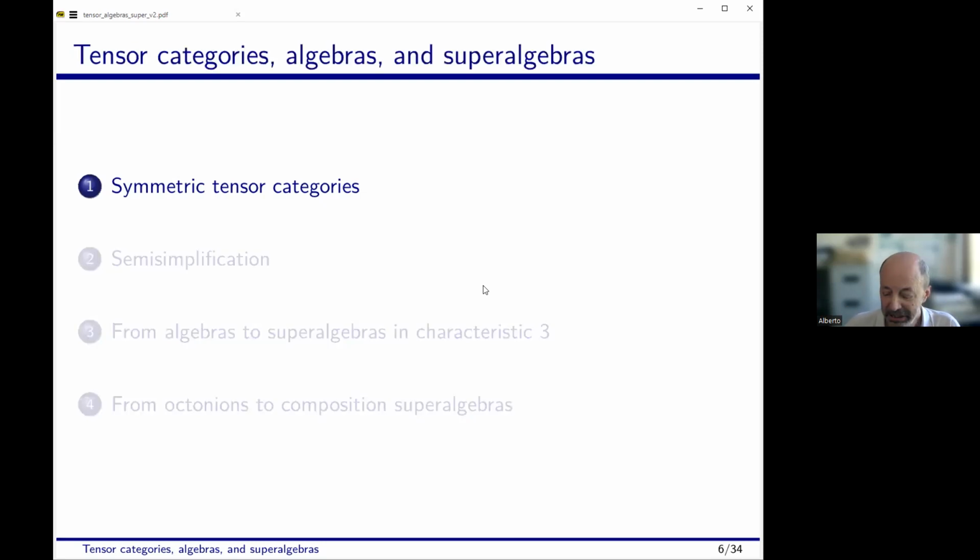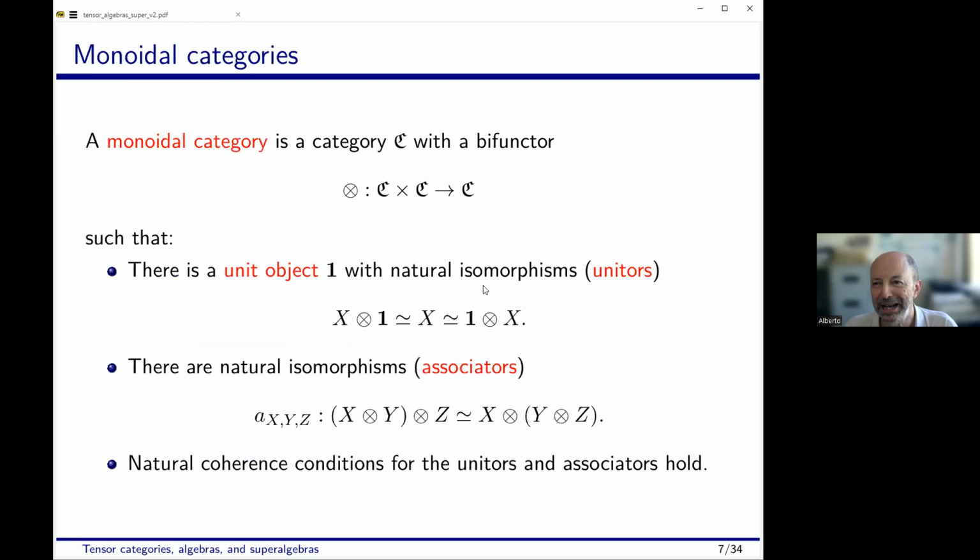So symmetric tensor categories. Well, everything has been said already. A monoidal category is a category with a tensor product where there is a unit object and natural isomorphisms, the unitors, so that tensoring with this unit object does essentially nothing. And there is a natural associativity, which is given in terms of natural isomorphisms from (X tensor Y) tensor Z into X tensor (Y tensor Z).